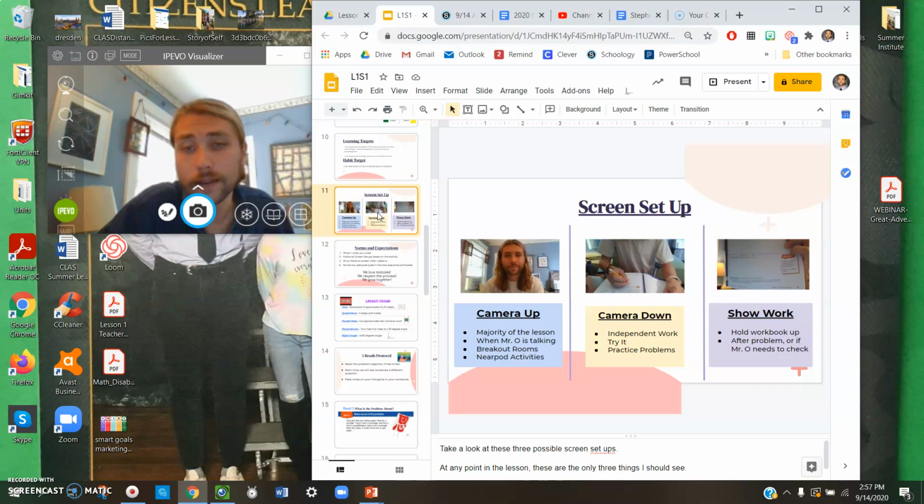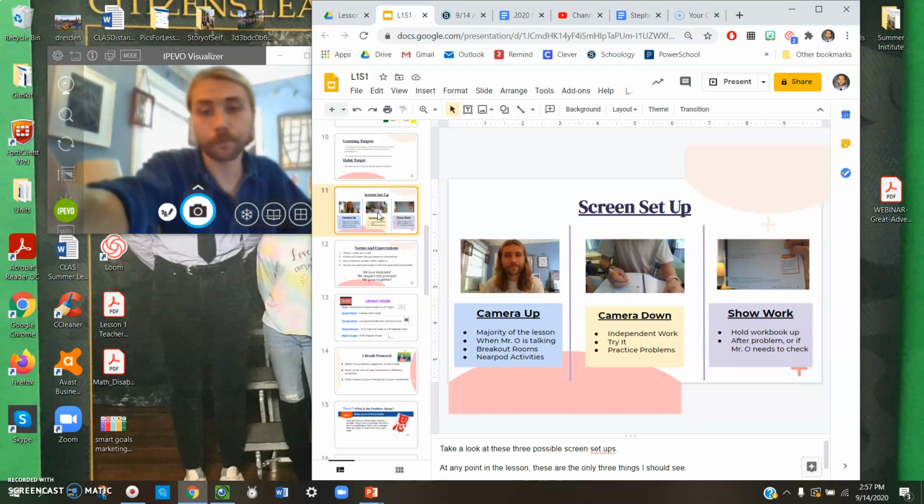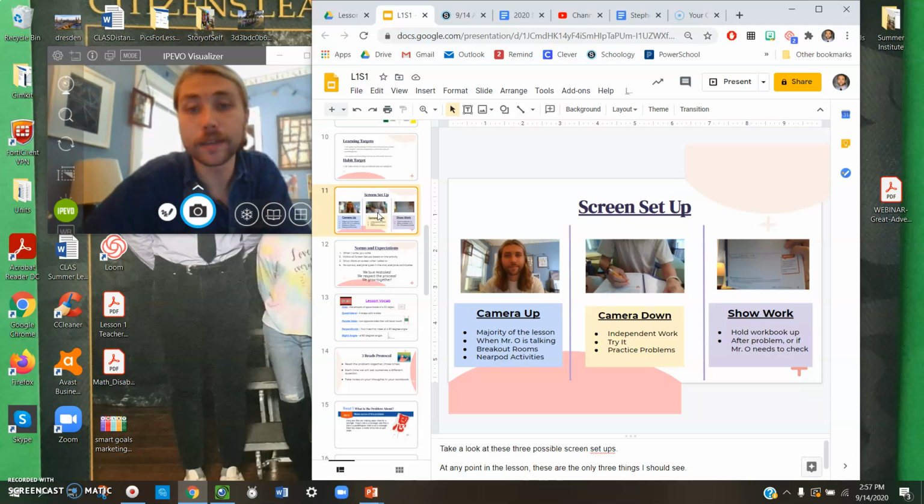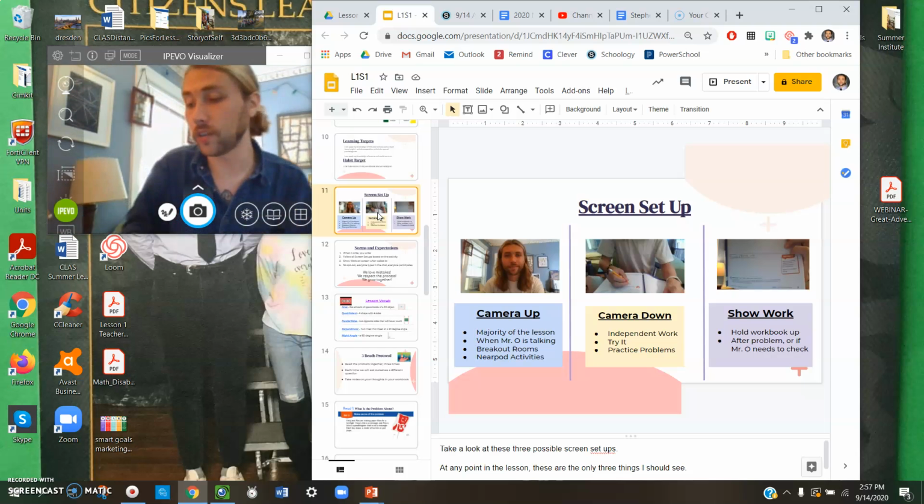for our Nearpod activities. The second screen setup that we might see is the camera down, which is the second photo. That simply means that you're going to angle your computer down slightly so that you can see your desk. That way I can be certain that you are in fact working in your workbook and can maybe get a general idea of what you're struggling on. And the final screen setup, I may ask you to show work. If I say, all right, everyone, show work, that simply means that you will be holding up your workbook to the camera so that we can all see our work.